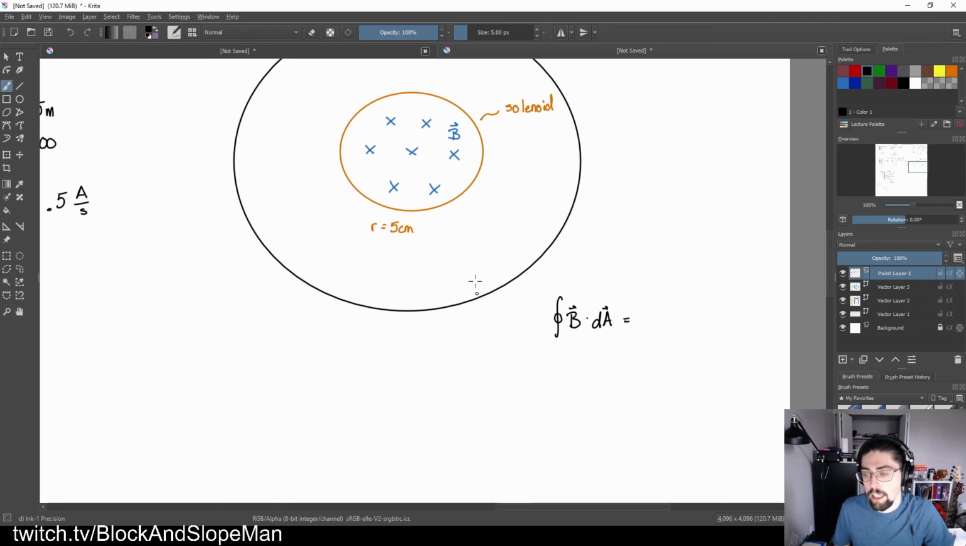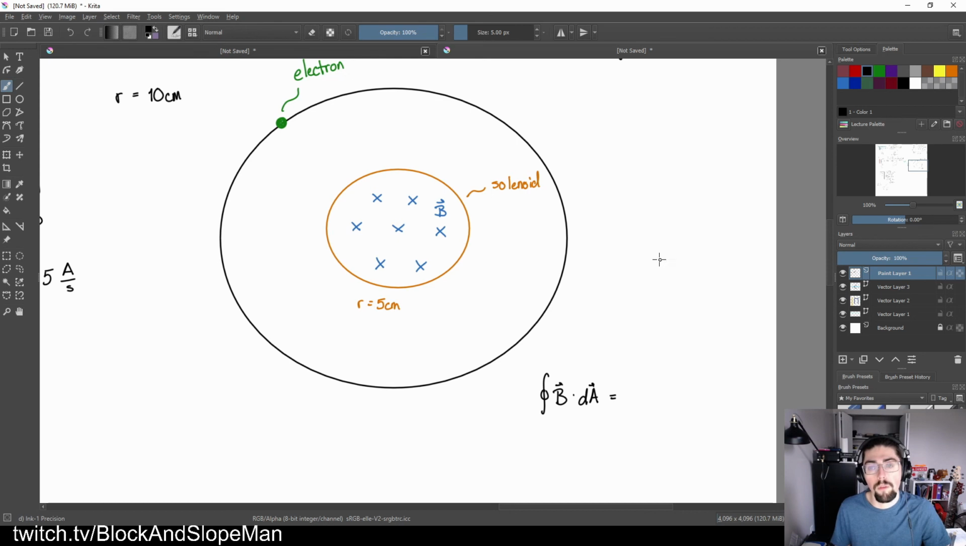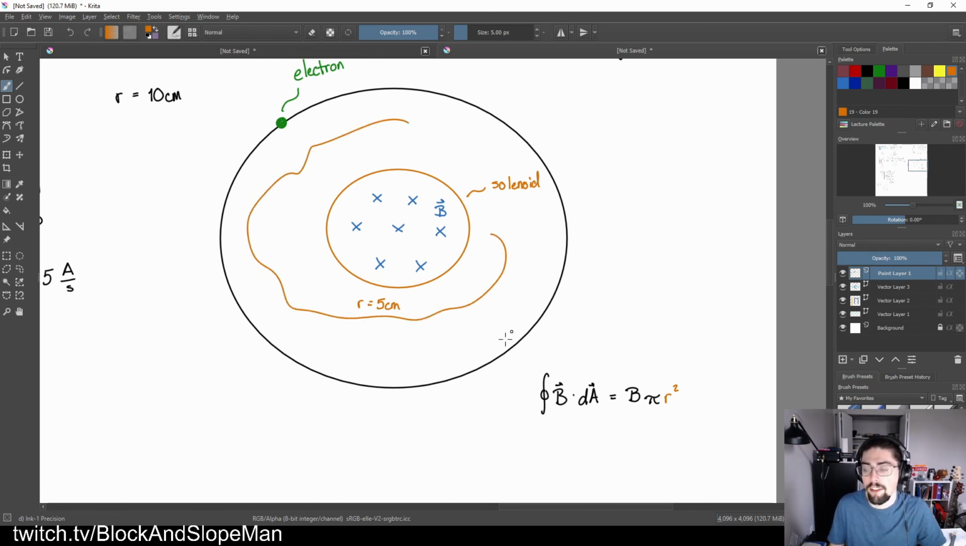If I'm looking at that flux in the first place, really what I'm looking at here is the circle, and it's got a uniform field going through the entire time, right? The field is going directly through my surface. There's no angle between those two. So this is just going to come out to be B times pi, and I'll do this one in orange, r squared. We know that that is the radius of the solenoid, because the field isn't out in this area. The field is only contained inside the solenoid itself.